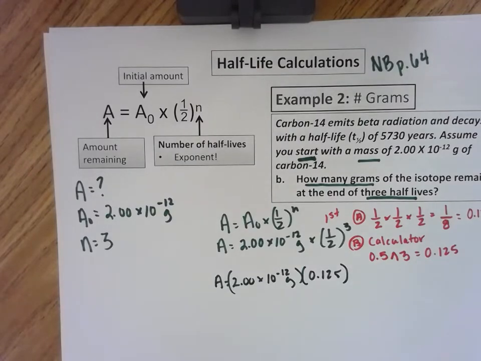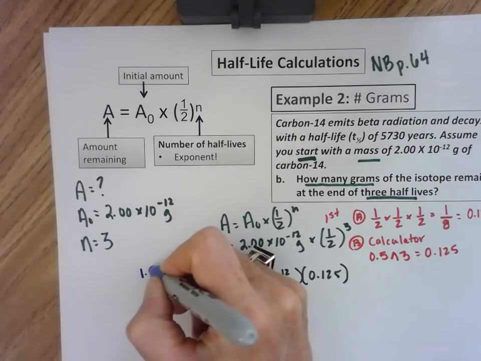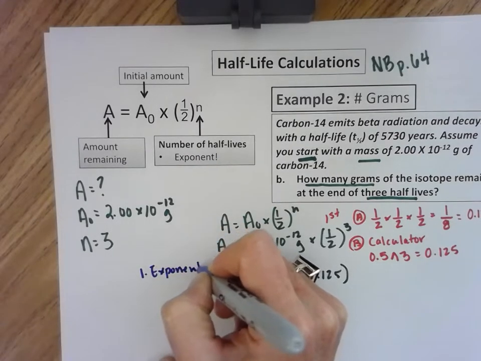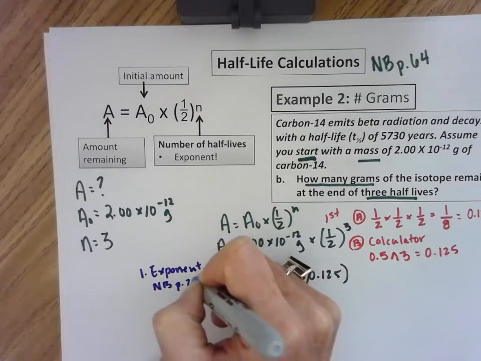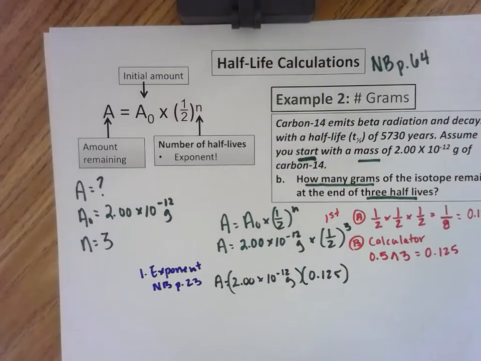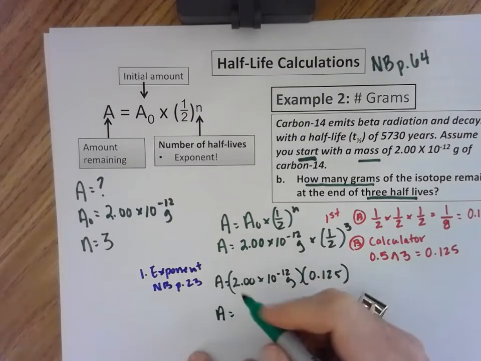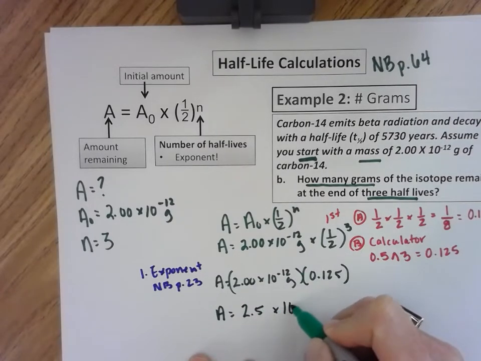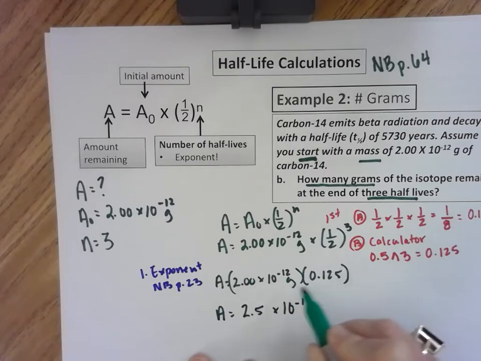This number is in scientific notation, so your exponent information is notebook, page 23. Keep in mind, you need to be able to enter in these numbers into your calculator to get the right answer. So I'm going to talk you through that. So you do 2 second function, the big E right above the 7 on your calculator that we use in class. It's x negative 1, negative 12, enter. And then I do times 0.125, enter. My calculator gives me 2.5 times 10 to the negative 13, and because there's no way to cancel that grams, I'm going to still carry the grams.